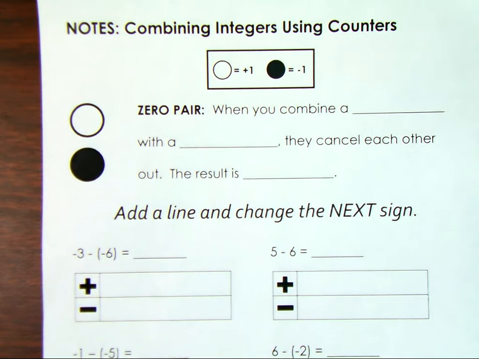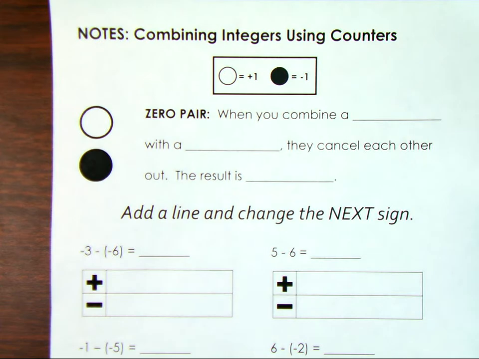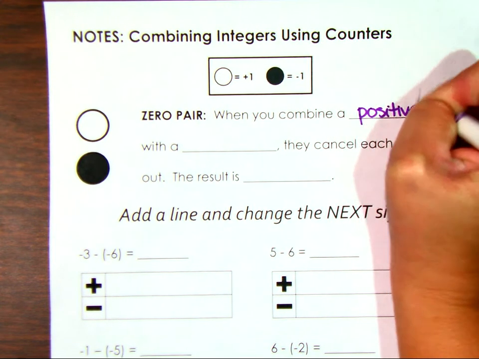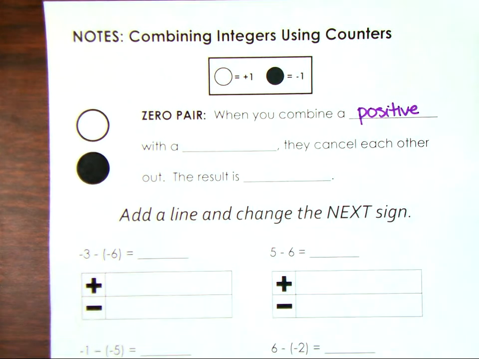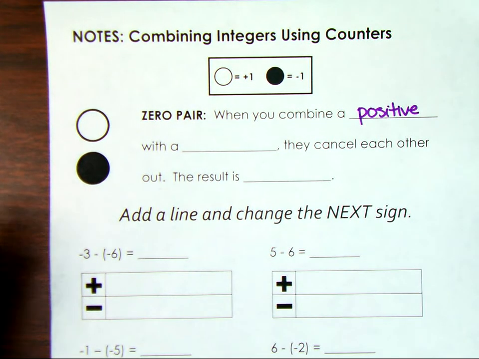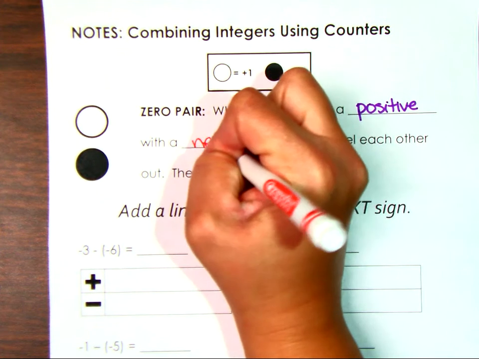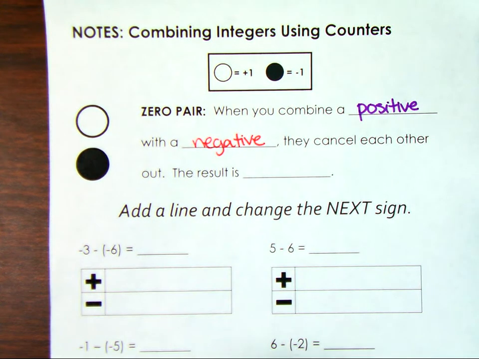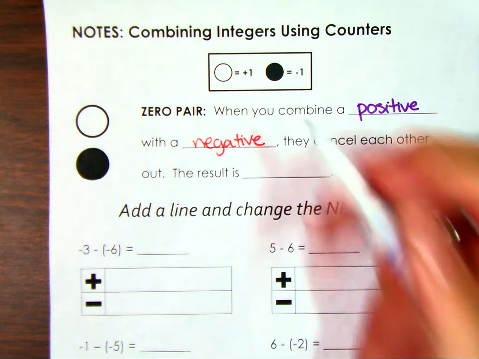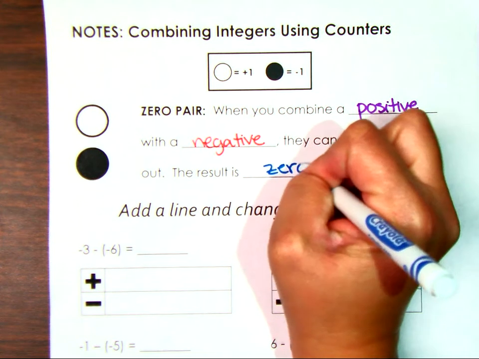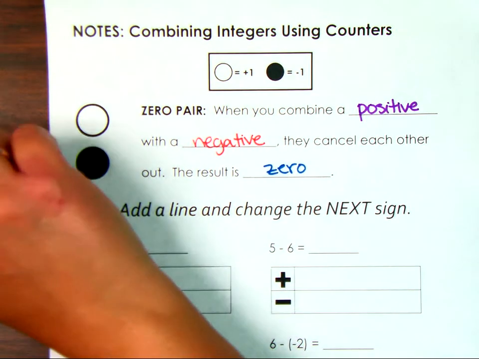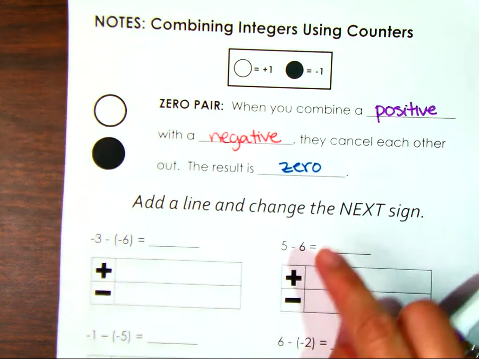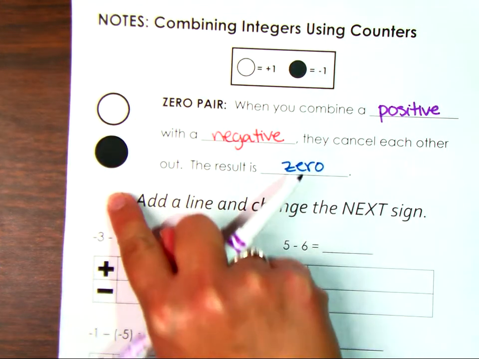So a zero pair is when you combine a positive with a negative. They cancel each other out and the result is 0. So if we had one positive combined with a negative, they're going to cancel out. So these would cancel out to be 0.